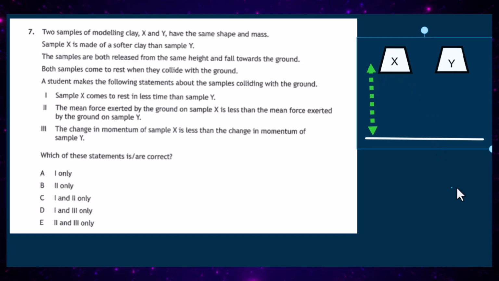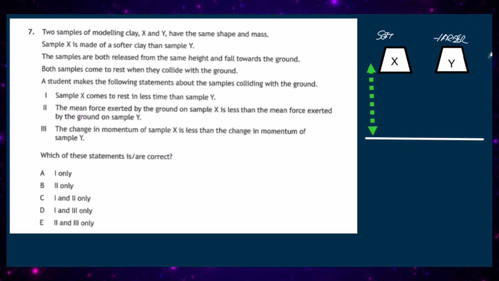There's the two masses there, and we know that mass X, the sample X of the clay, is going to be the softer one. That's going to be the soft one there, and this is going to be the harder one. So that's us got the two types of material. Now, they're going to both fall from the same height, which means they're going to have the same velocity just before they strike the ground.